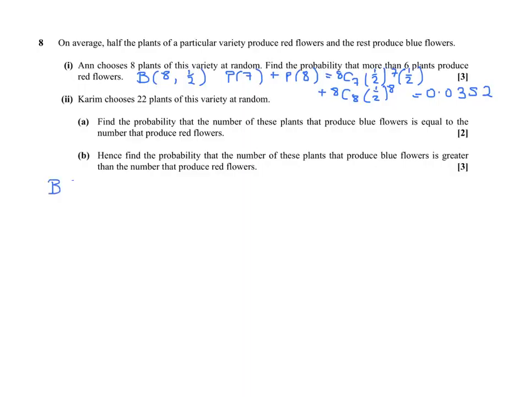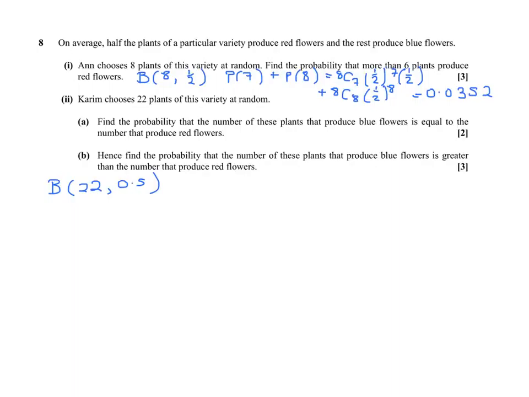Now part 2 is still binomial. This time my n is 22, and it's the same variety, so p is still half. To write 0.5 or half, it doesn't matter. It's worth making a note of what the distribution is because that can get you marks.